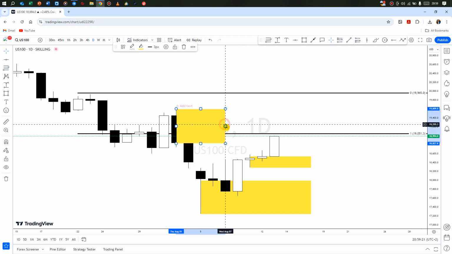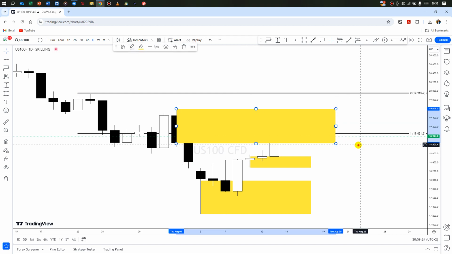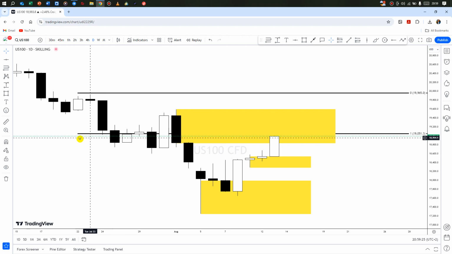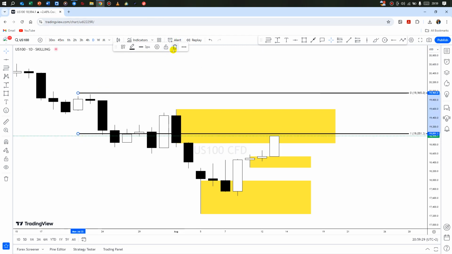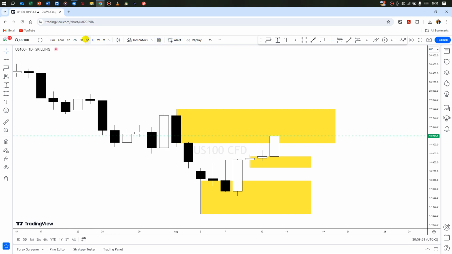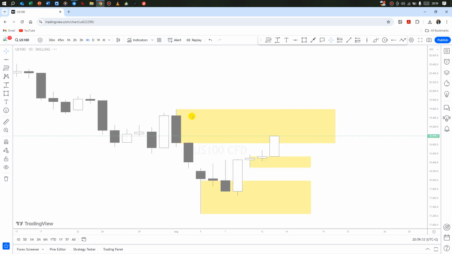Okay, so we can adjust our daily supply zone here, which is an opposing zone, which is within this weekly supply zone. Let me delete it. So we'll refine our daily supply zone on the smaller time frames to see, right?